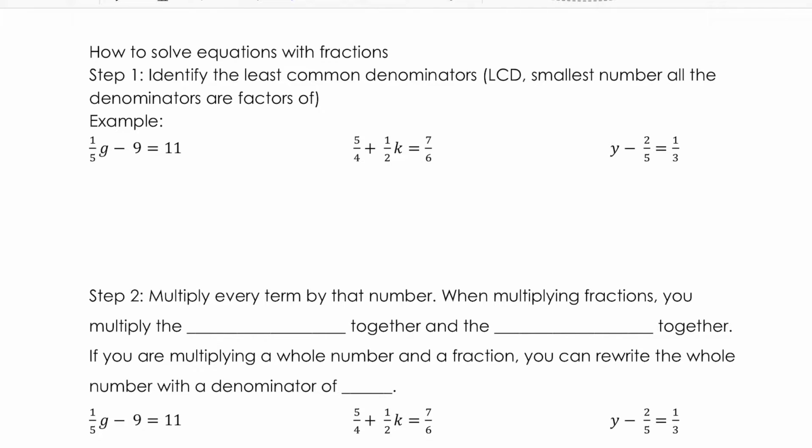In this video, we are going to learn how to solve equations with fractions. I'm going to teach the method that I prefer to use, but if you have one that works for you, you don't have to adopt this method.